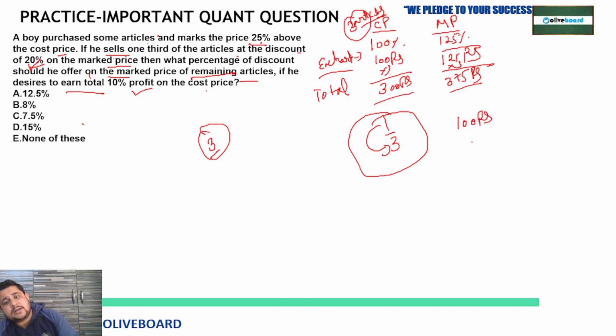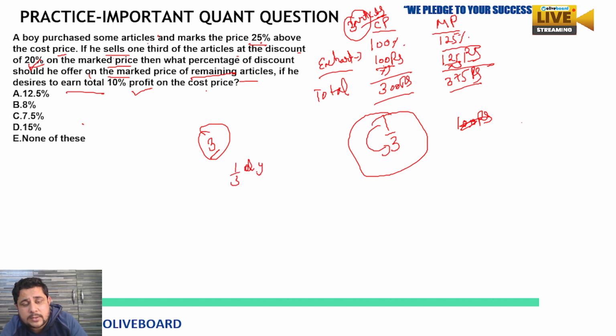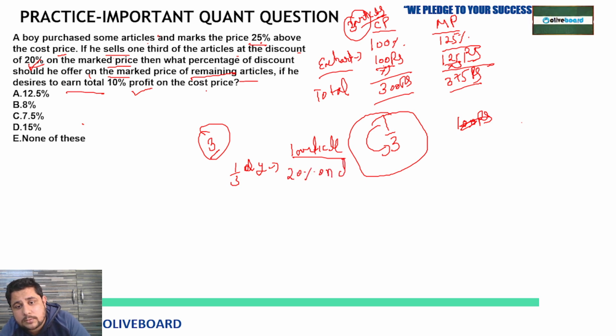So one third of the article at what price? 20% discount, at 20% discount on marked price. So the price of one article is 100 rupees cost price, but the marked price of each article is 125. So they are giving one third quantity, which means one article. Okay, so one article is sold on 20% discount, right? So that discount is on 125 rupees.